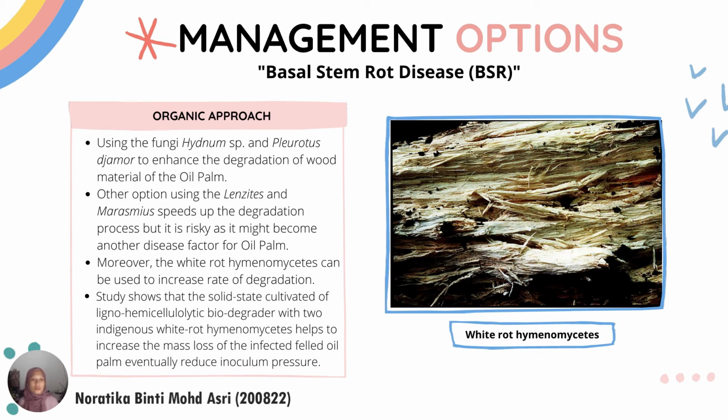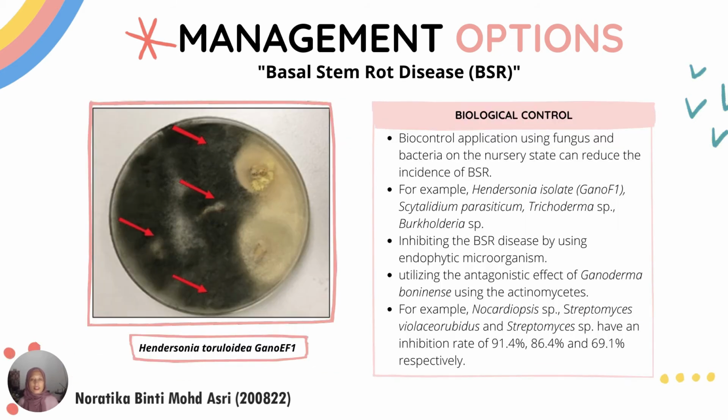Then we have the white rot Hymenomycetes that can be used to increase the rate of degradation. This study shows that this one can help to increase the mass loss of the infected oil palm and eventually reduce the inoculum pressure. Then, moving on to the biological control, biocontrol application using fungus and bacteria on the necessary state can reduce the incidence of BSR.